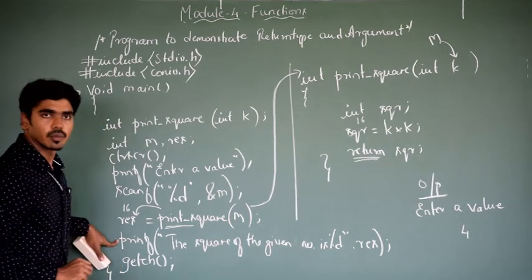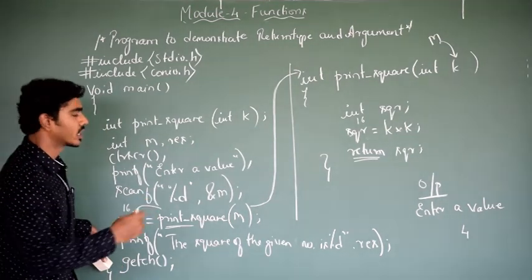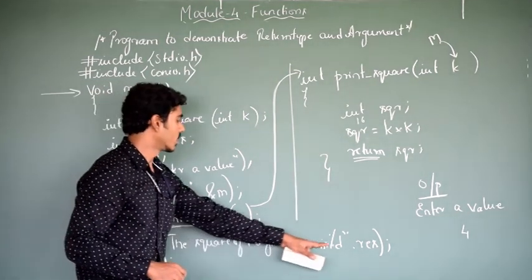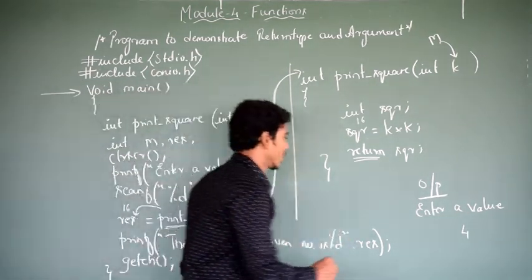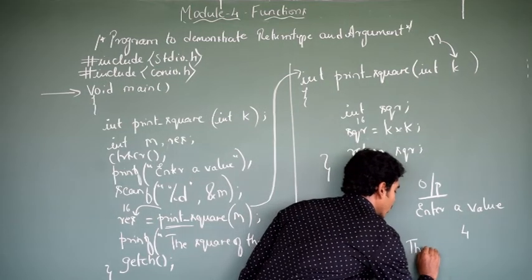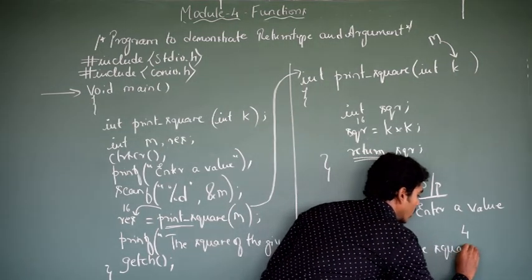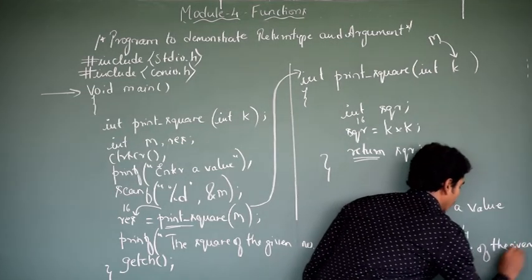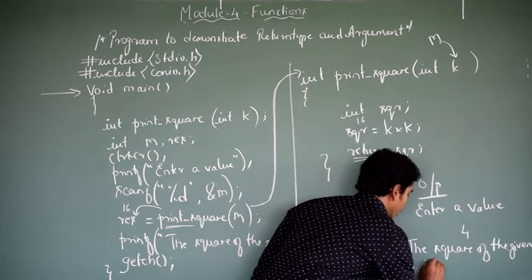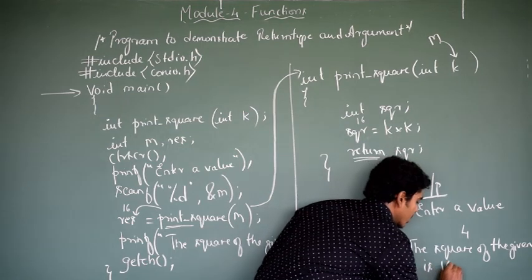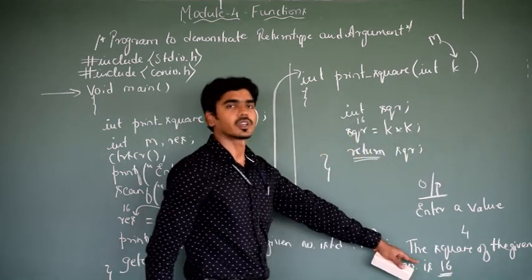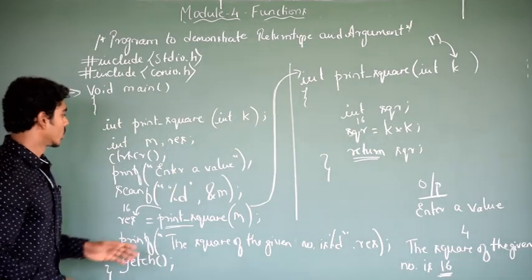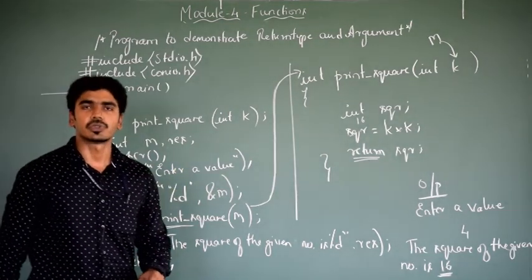The next line I am going to execute, or print the final result, by using a printf statement. The square of the given number is result. So it appears something like this. The square of the given number is 16. This is the output we can expect after executing this particular program. So this ends the categories of user defined functions.